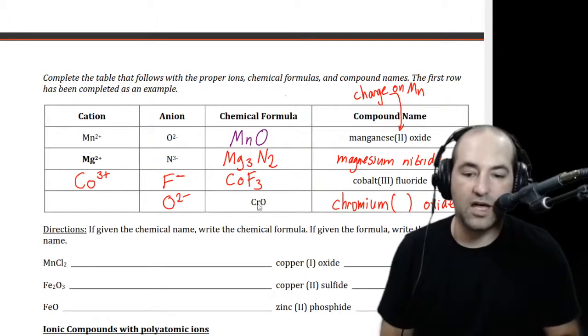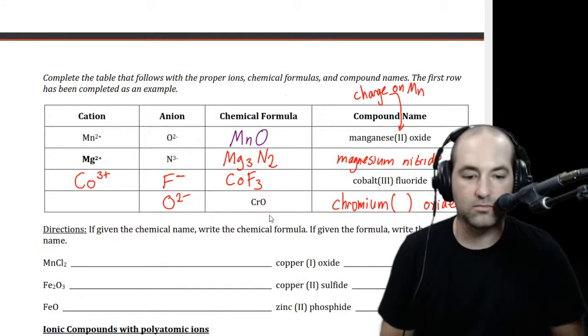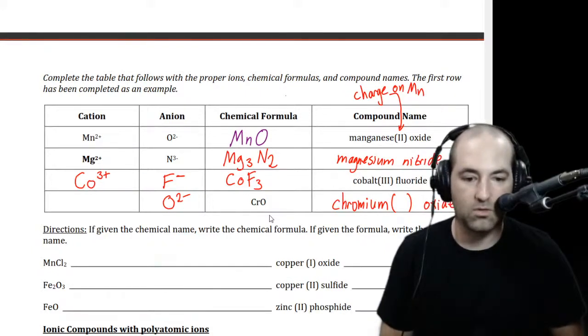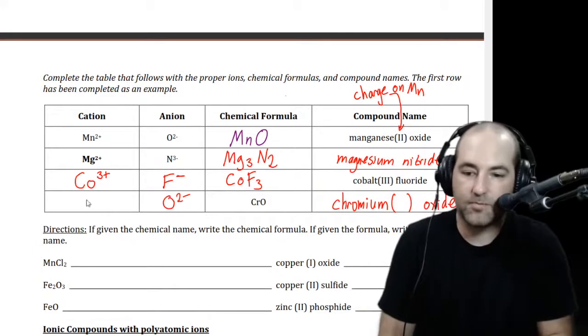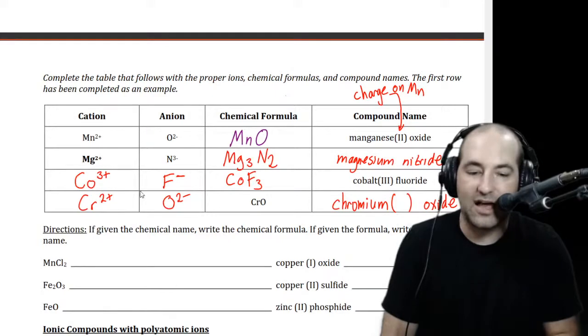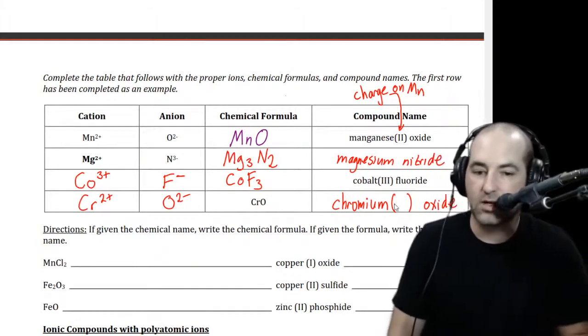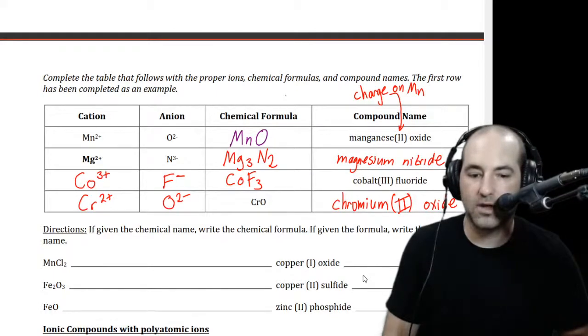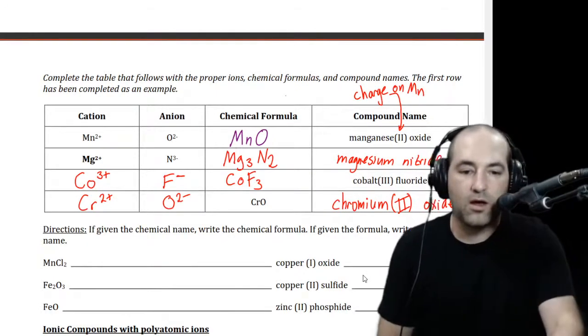So then what does the charge have to be on chromium in order for this formula to be neutral? Two. Yep, +2. Very good. So that's going to be chromium +2, and that tells us exactly what we need to finish the name. So we can put a 2 in the parentheses there. Good job, everybody.